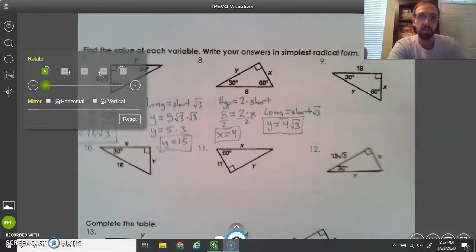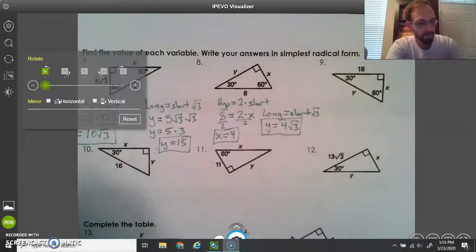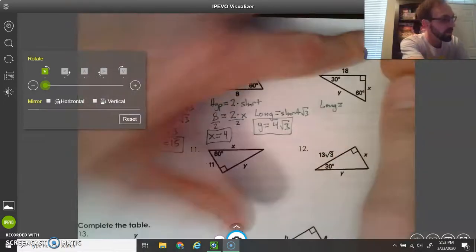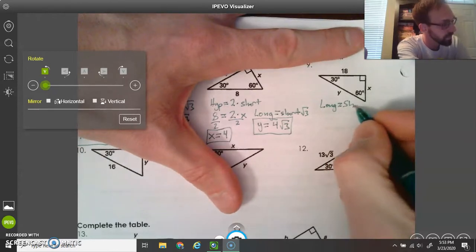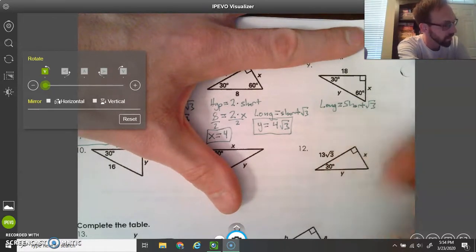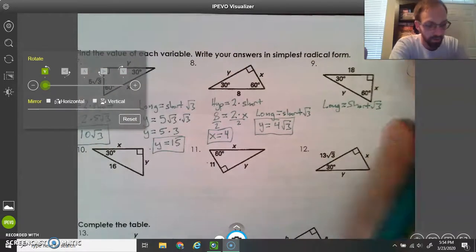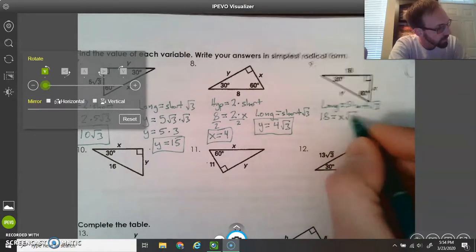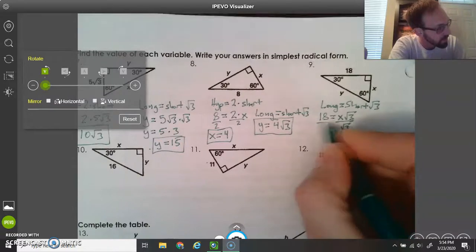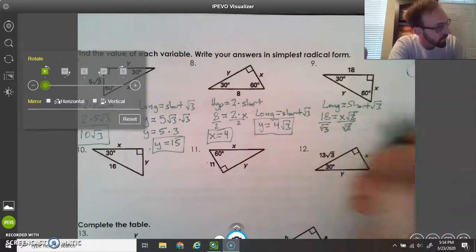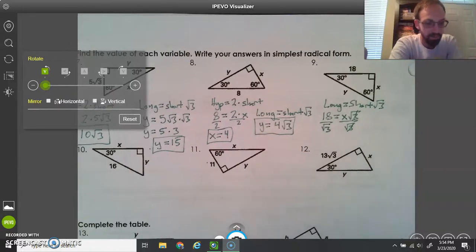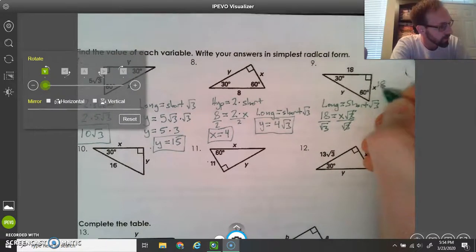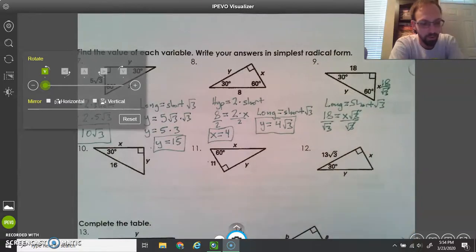Next one, number 9. We've got long equals short times square root of 3. We know the length of the long is 18, so 18 equals x times square root of 3. Get x by itself, and we get x equals 18 over square root of 3. And we know that that x part, that's our short. You can even write it next to where it is, that way you know which one's which.